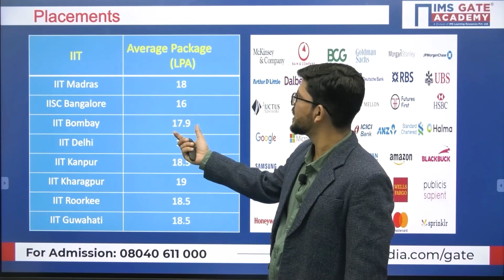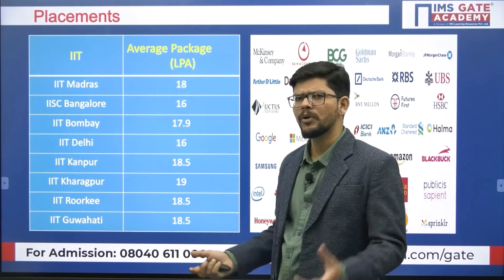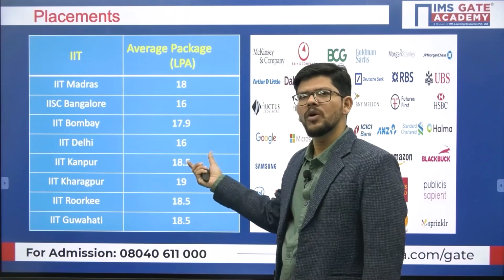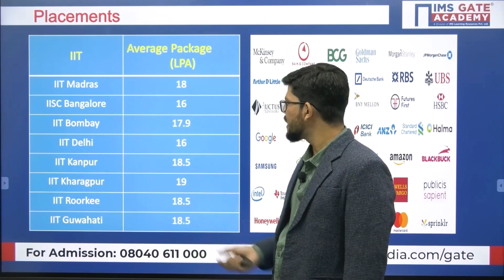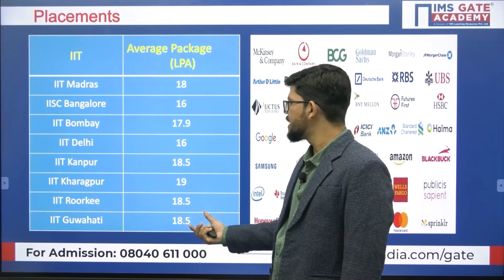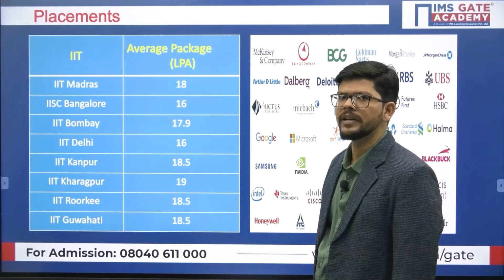IIT Bombay, this package was around 17.9, approximately 18. IIT Delhi it was 16, IIT Kanpur it was almost around 19, IIT Kharagpur as well 19, IIT Roorkee and IIT Guwahati both are at 19 as well.